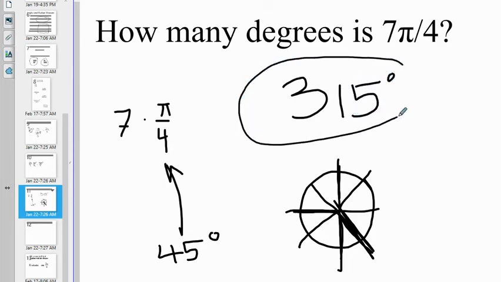And really, I think in the long term, if that's how you think of these problems, that's going to pay off. Yes, you could take the 7 pi over 4 and multiply by 180 over pi, but if you think of it as 7 times pi over 4, 7 times 45 degrees, 1, 2, 3, 4, 5, 6, 7, that brings you to this 315-degree angle. That's the angle that I want you to think about, 315 degrees.